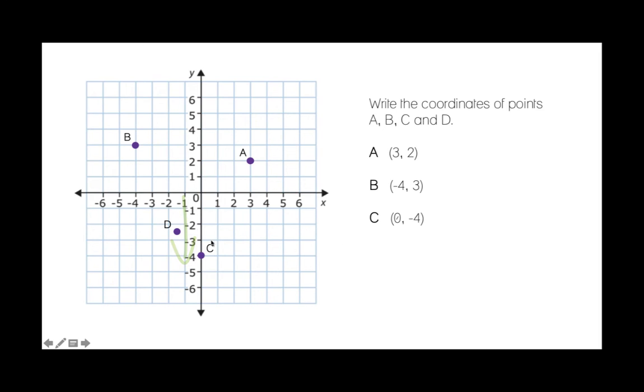And the last one is a little bit more tricky. On the x-axis, we've moved 1.5, and on the y-axis, we've moved down 2.5. So we get -1.5 and -2.5.